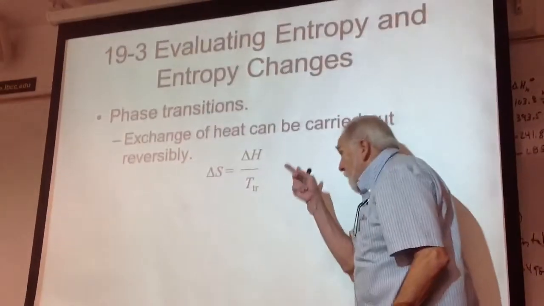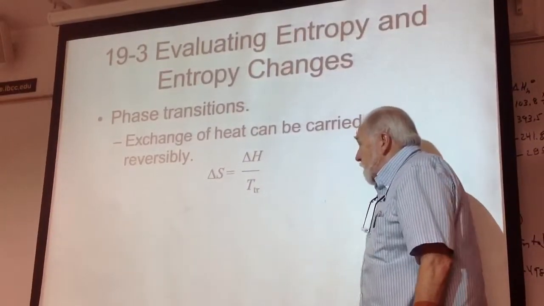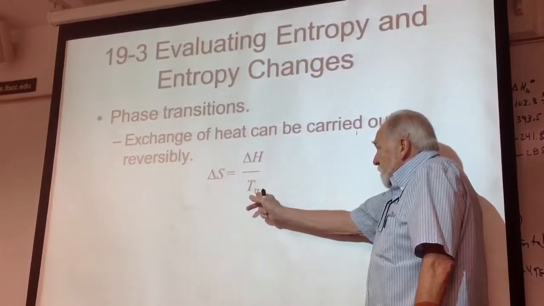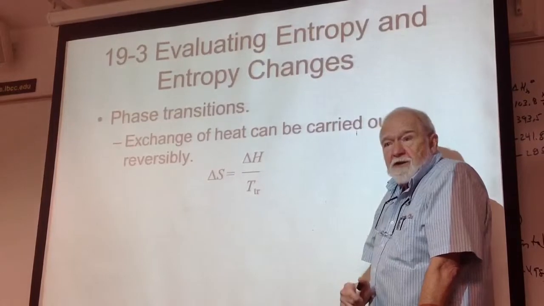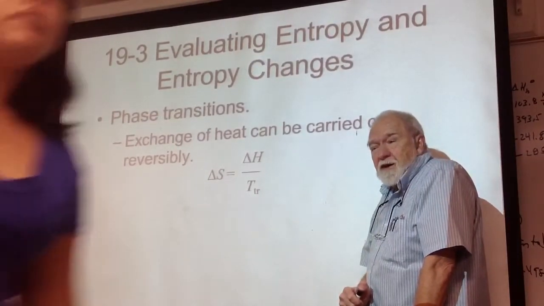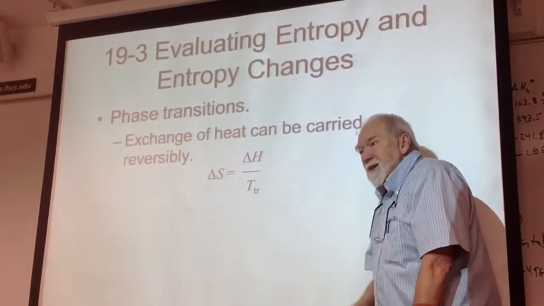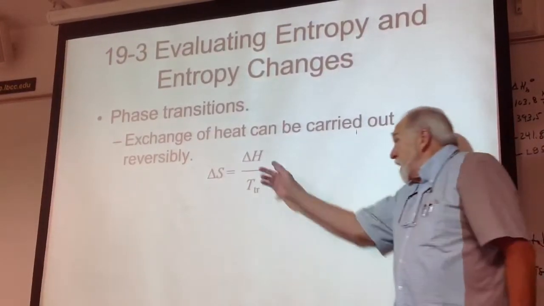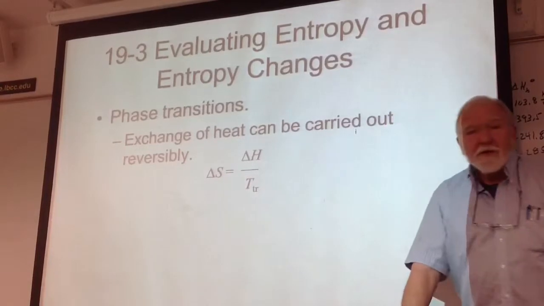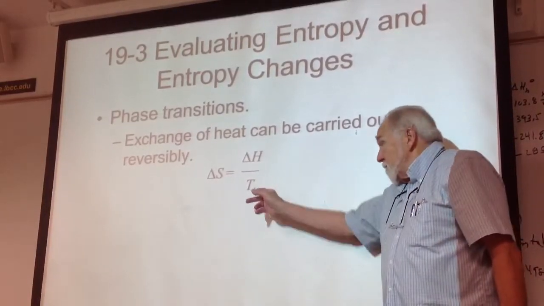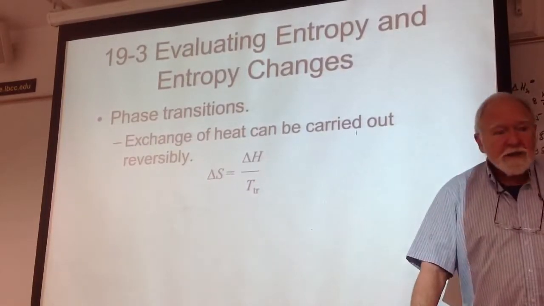So here's delta H divided by the temperature of the transition. If this is delta H vaporization, this would be what temperature? Freezing. Did I say vaporization? I said vaporization would be T boiling, right? If this is delta H fusion, that's the conversion from the liquid to the solid, or vice versa, then this would be the freezing temperature. That's all she means by that.